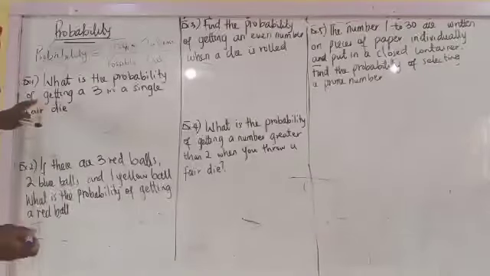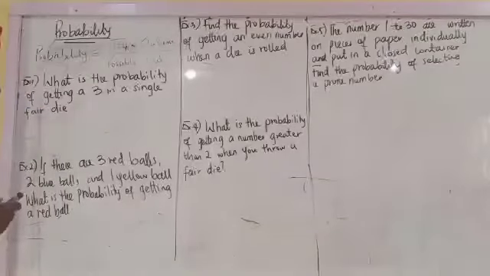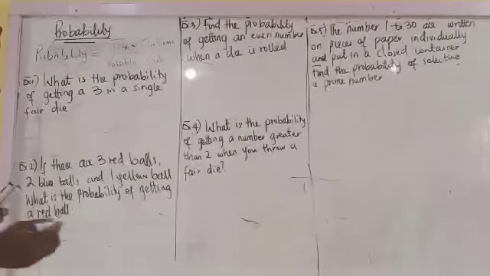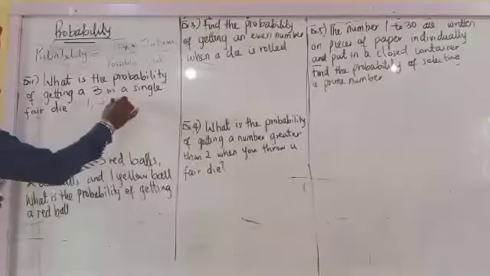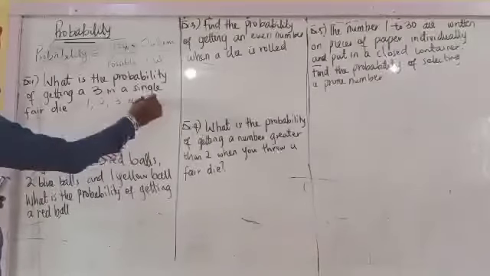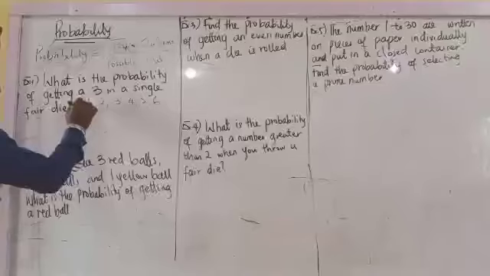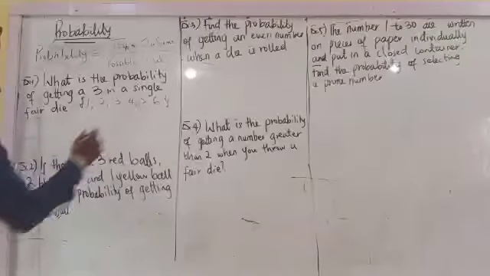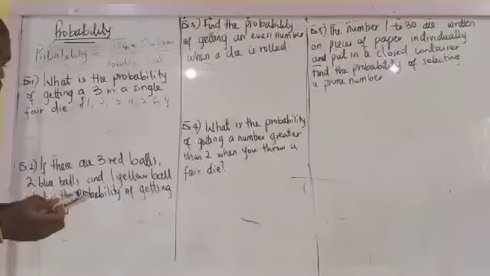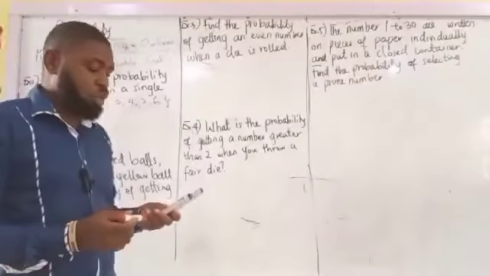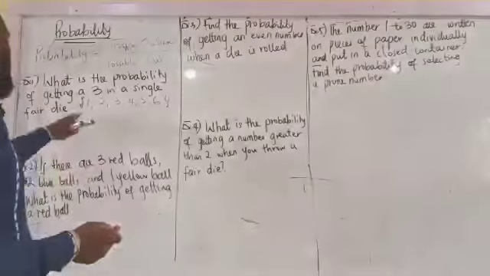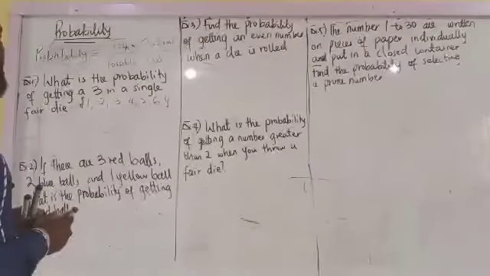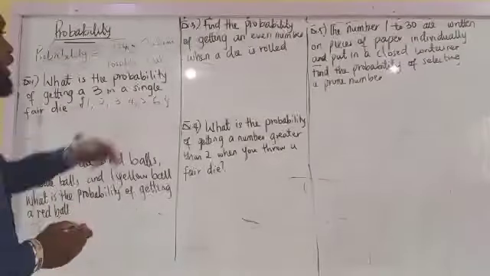What is the probability of getting a three in a single die? Now in a die you have one, two, three, four, five, and six. This is what you have in a die. If you're in Nigeria, you use Ludo seeds. That's one die; two become dice. So this is a die, and these are the numbers on a die.